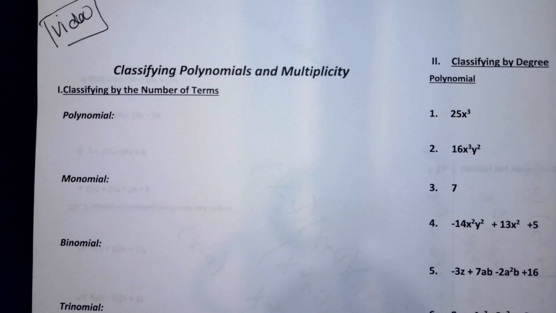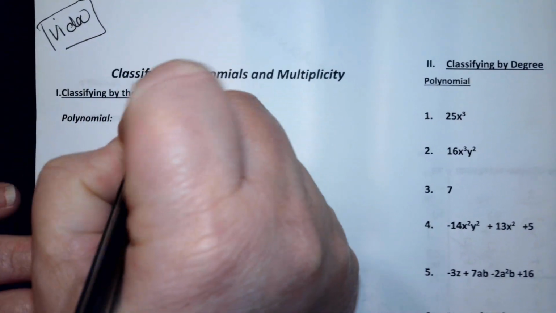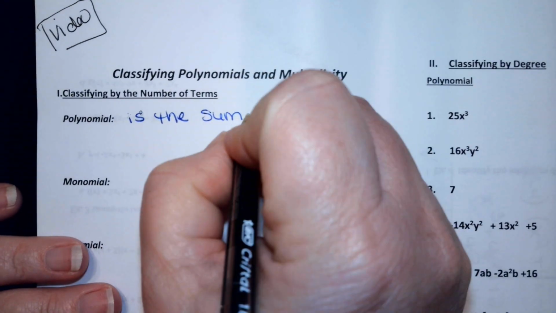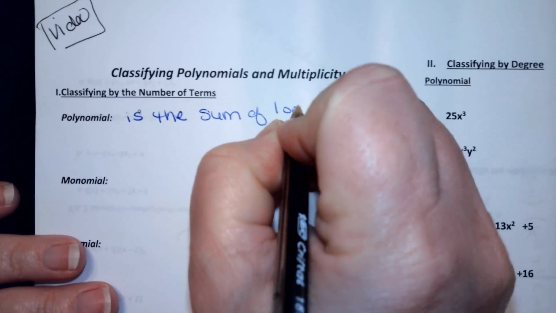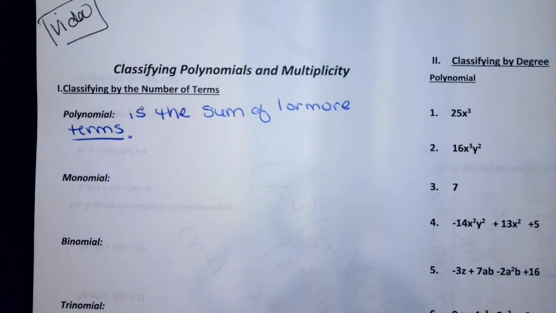All right, so what is a polynomial? A polynomial is simply the sum of one or more terms. The sum of one or more terms. That's a very brief definition of polynomial, but I think that's easy to remember.